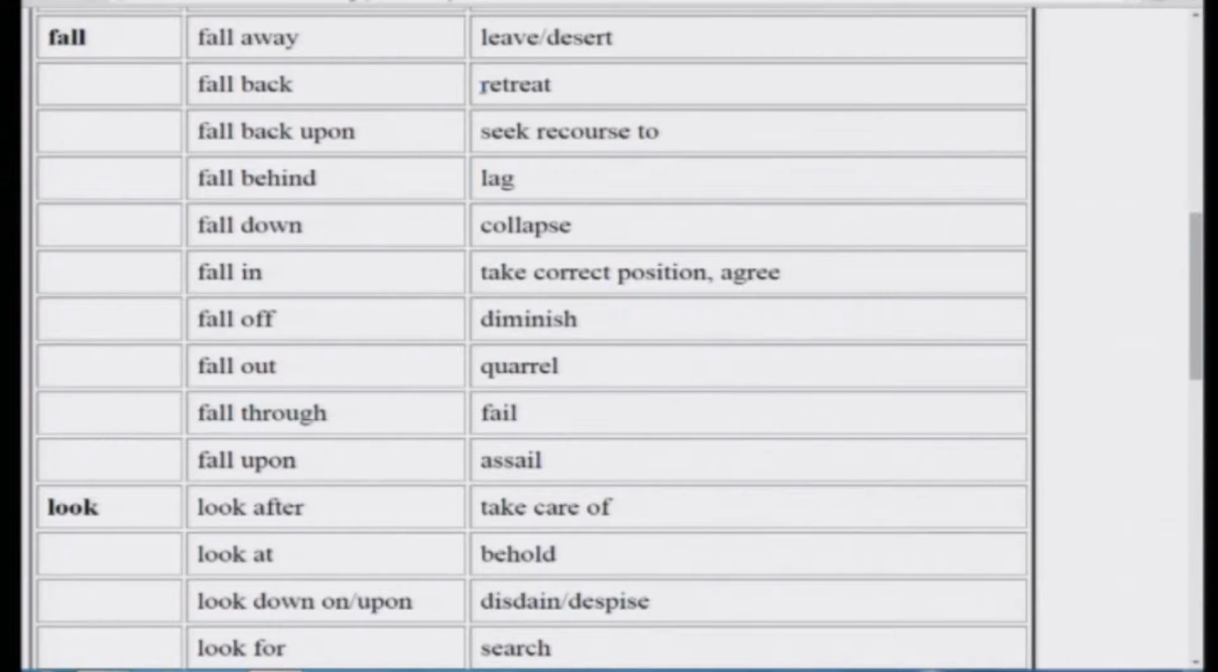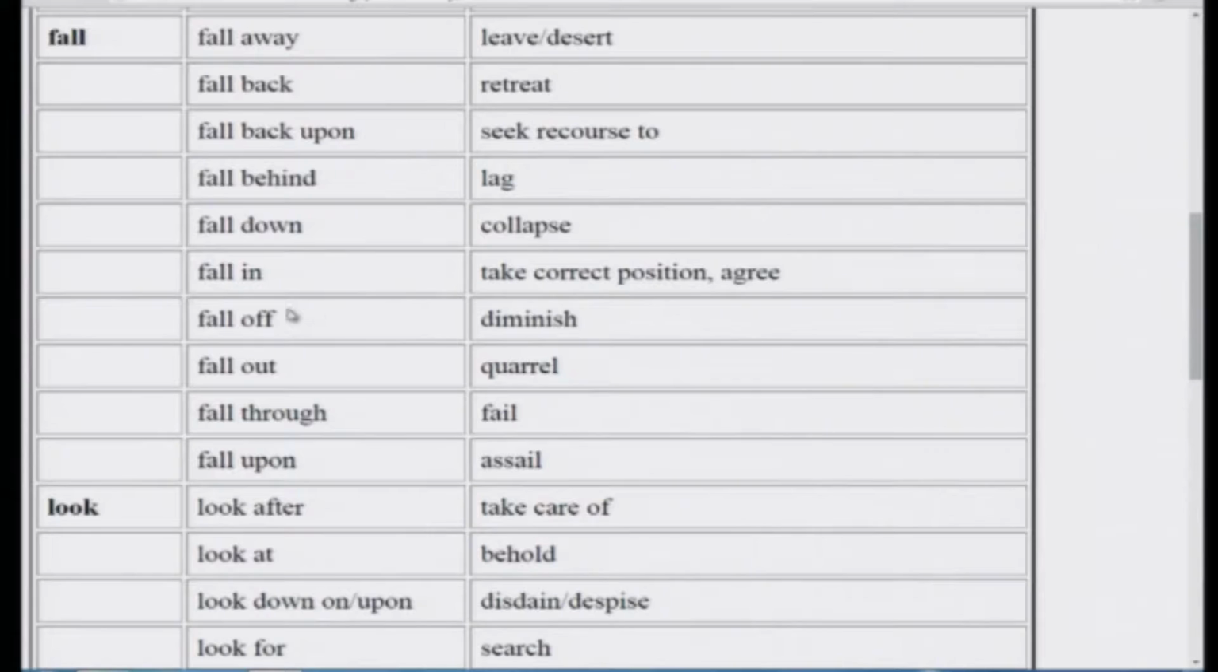Come back, fall back. Fall back upon. Okay? So, whatever little bank balance we have, if we lose the jobs, then we have to fall back on that. Okay? Or fall back upon that, both. Fall behind is lag, fall down, collapse. Fall in. When the boss gives the order, then all the other people will fall in line. Okay? Take the correct position or agree. Okay? Fall off, that is diminish. The sales have fallen off.